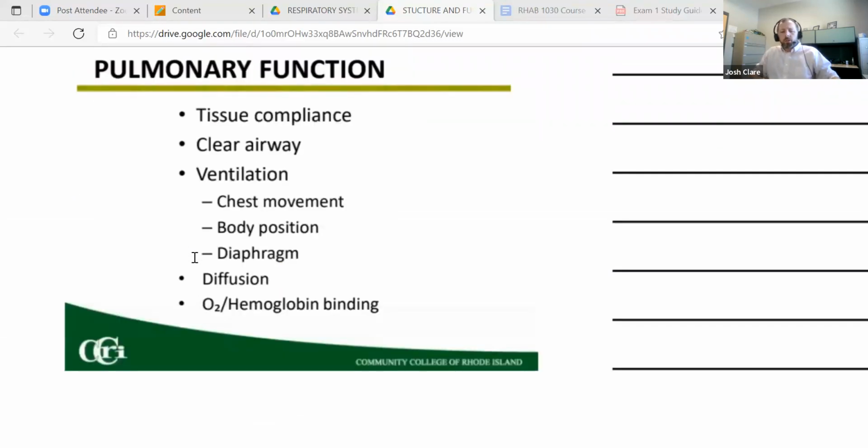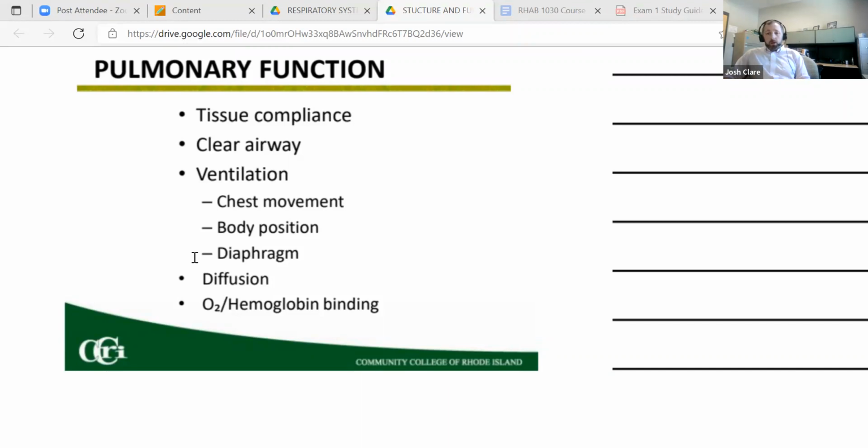So pulmonary function is going to require tissue compliance. That means the flexibility of the tissue. They have to be able to expand and contract and expand and contract. Not only the big structures like the lungs and all of the ribs around it, but also the individual tissue. We need those alveoli to be flexible. We need the chest wall to be flexible. So all of the tissue that gets incorporated into this needs to be compliant.